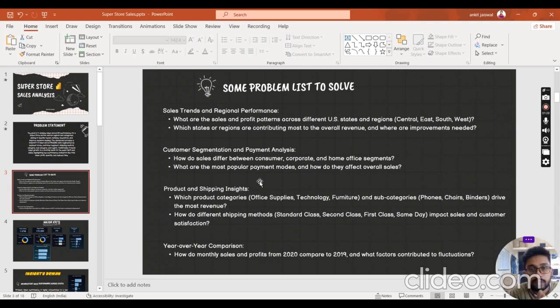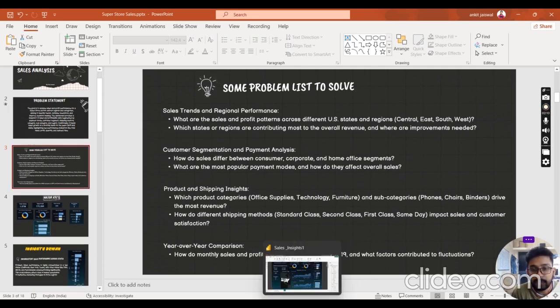We need to find what the most popular payment modes are and how they affect the overall sales, like on the basis of total sales, which payment method is generating more of my sales for this store. Then we also have to analyze product and shipping insights, like which product categories and subcategories are producing more revenue. How do different shipping methods, standard, second class, first class, and same day, impact the sales and customer satisfaction? And year to year comparison, like what my sales were previous year compared to this year.